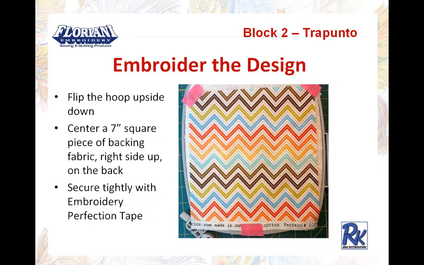So next you want to flip the hoop upside down, and you want to center a 7-inch square piece of backing fabric right side up on the back, and you want to secure it tightly with embroidery perfection tape. So this is the shot of our backing fabric on the back side of the hoop.